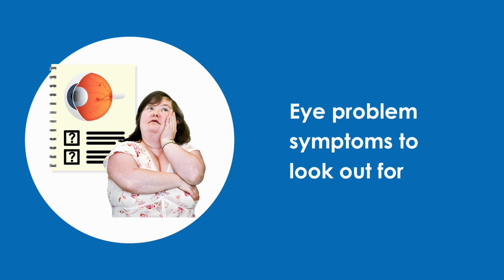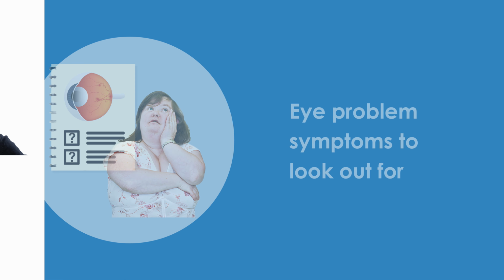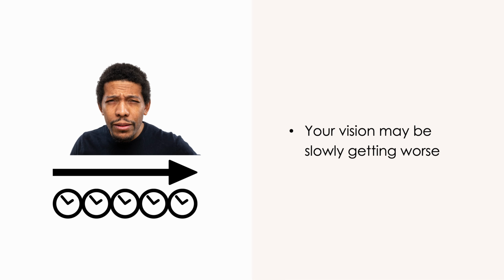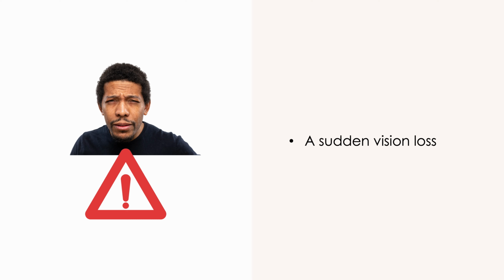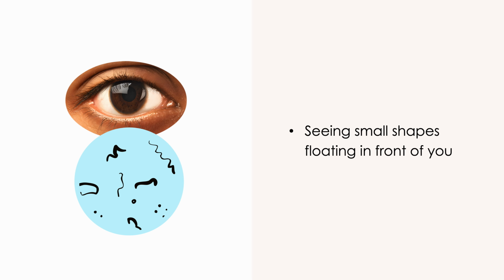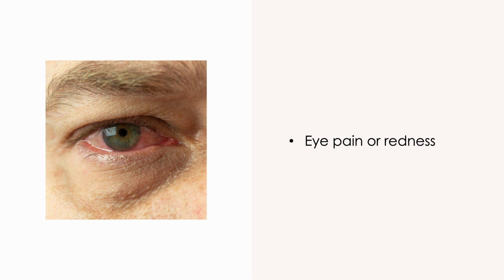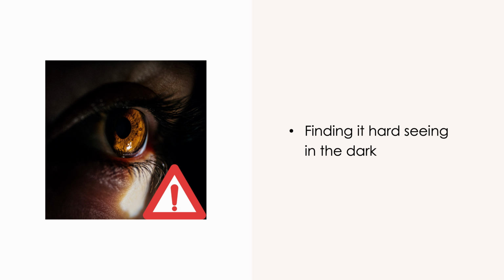Eye problems symptoms to look out for. Your vision may be slowly getting worse. A sudden vision loss. Seeing small shapes floating in front of you. Blurred or patchy vision. Eye pain or redness. Finding it hard seeing in the dark.